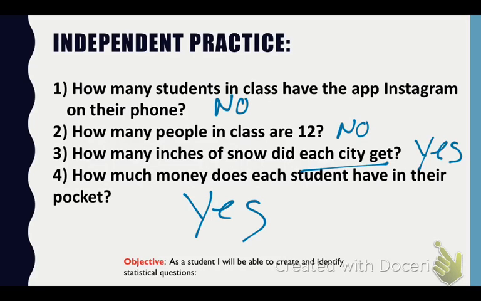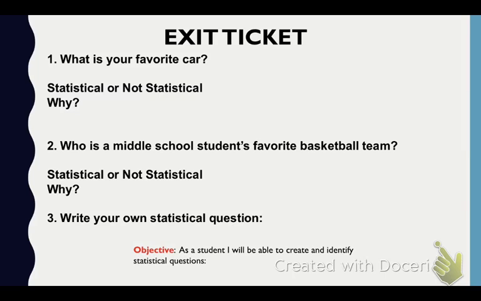Your job is to answer these 3 questions on your graphic organizer as your exit ticket. I also want you to show this to me because I need to make sure that you understand this because I guarantee you will see this on Monday morning. Ugh. Okay? Your question is, what is your favorite car? Is that statistical or not statistical? Number 2, who is a middle school student's favorite basketball team? So what I'm telling you is that you're going to ask a bunch of different people what their favorite basketball team is. That's worded funky.